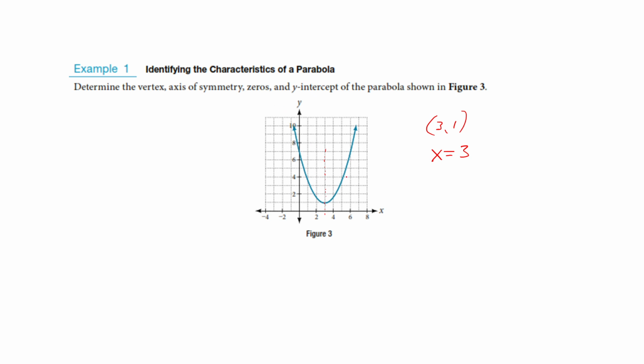Now we could find the zeros, which would be where it hits the x-axis, the x-intercepts. There aren't any on this particular one. And the y-intercept would be the point 0, 7.